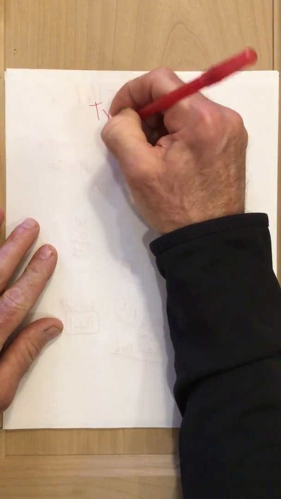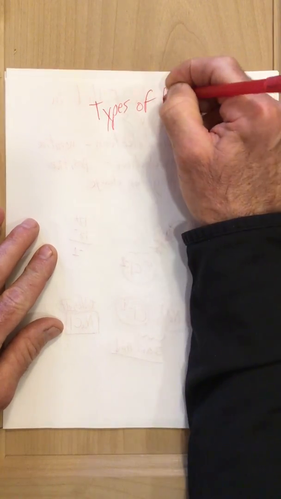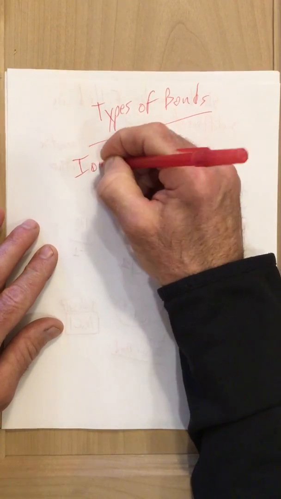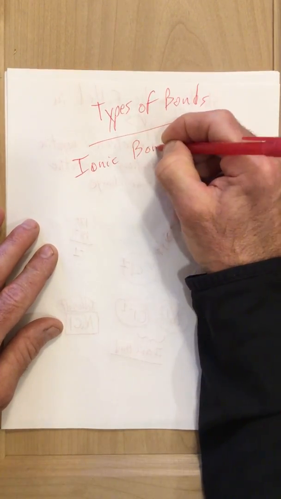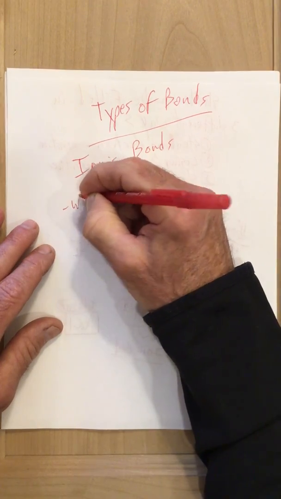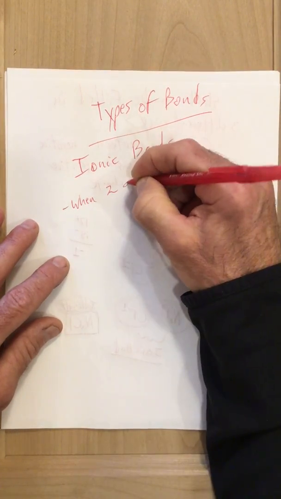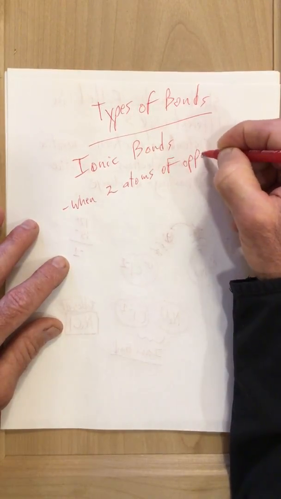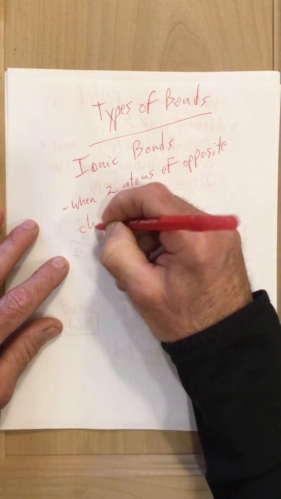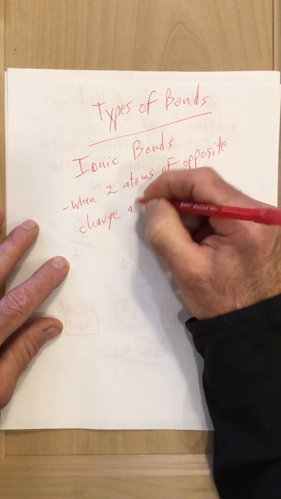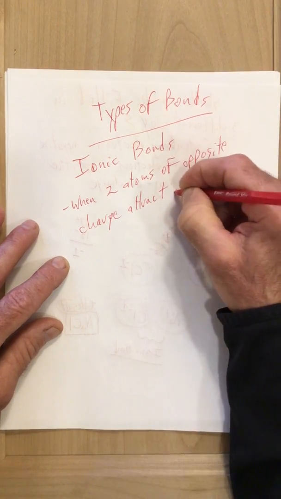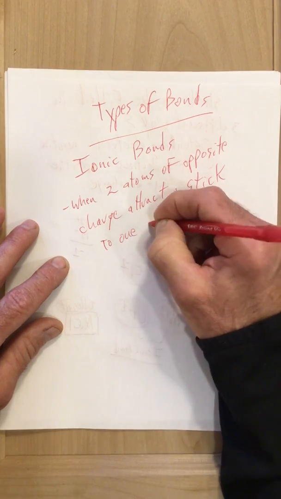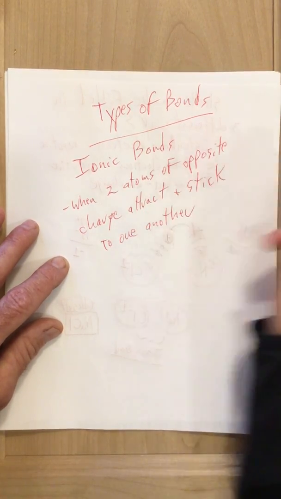Types of bonds. Let's first talk about ionic bonds. Ionic bonds basically happen when two atoms of opposite charge attract and stick to each other. All right, that is an ionic bond.